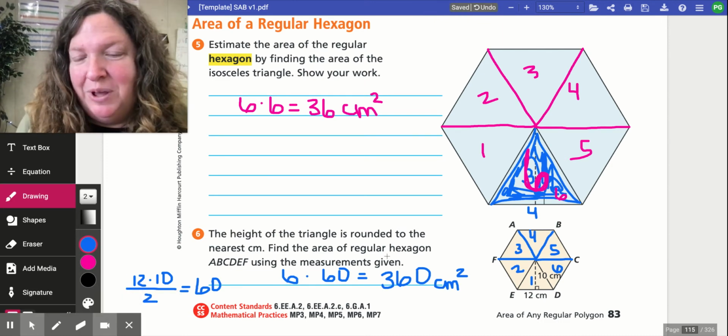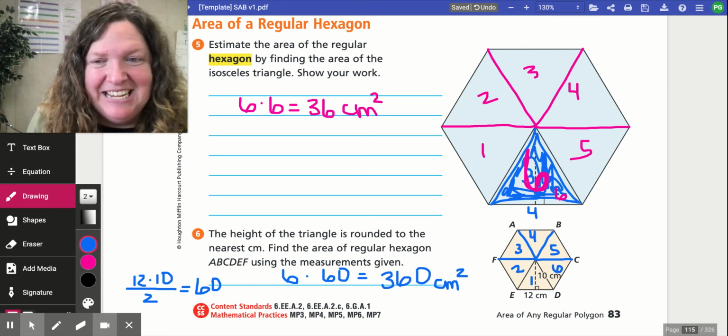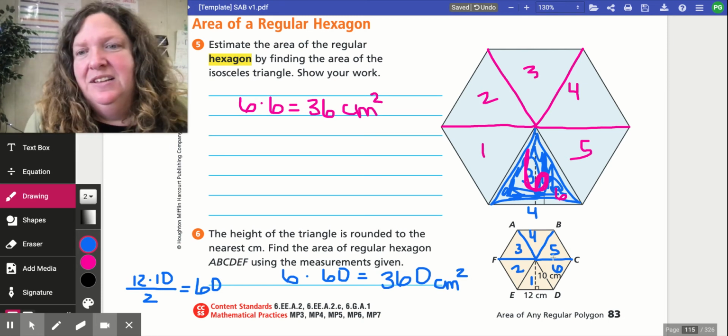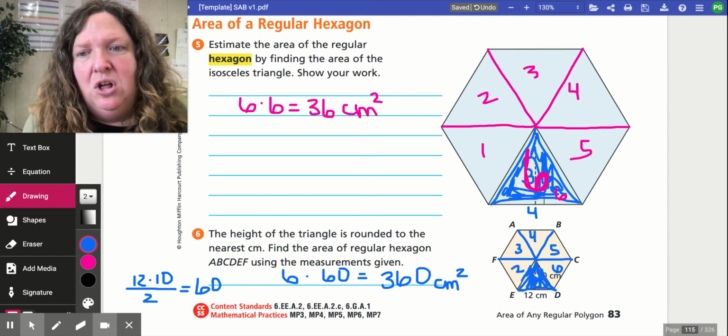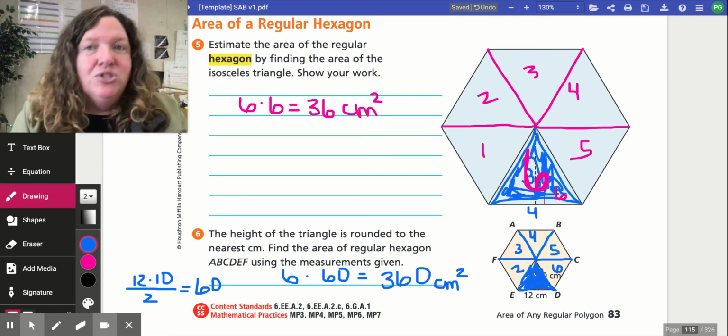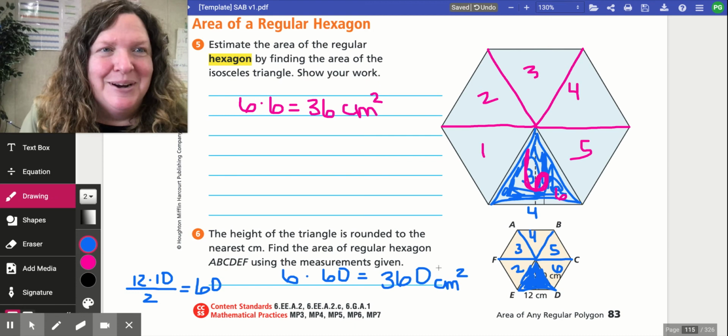All right, 12 times 10, base times height, is 120. Cut that in half, it's 60. So this one triangle down on the bottom is 60. That's right there. That's 60 square centimeters. But there's 6 of them. They're all the same. I don't need to do base times height every time. I just know it's the same. So there's 6 groups of 60 for 360 square centimeters.